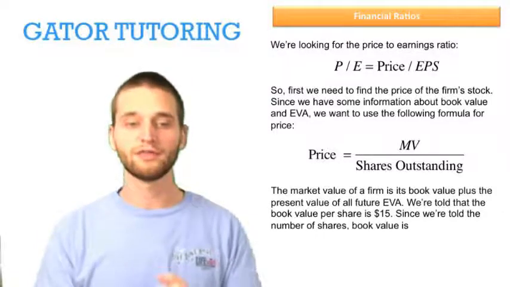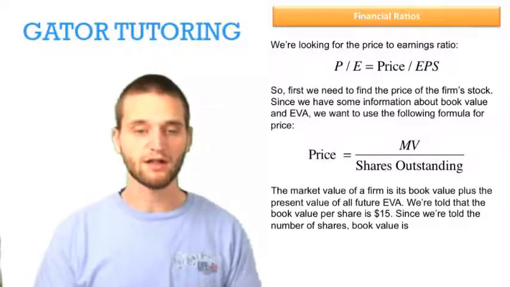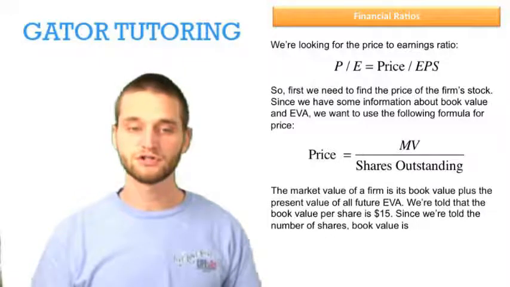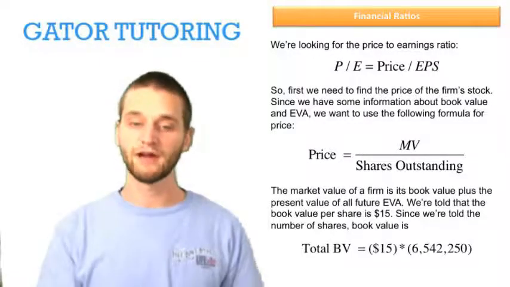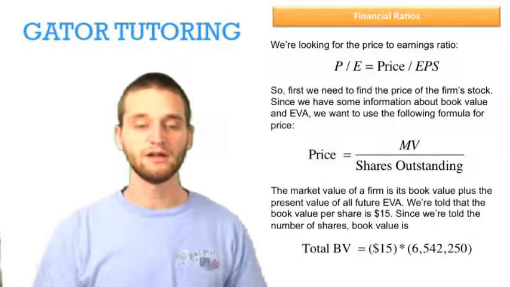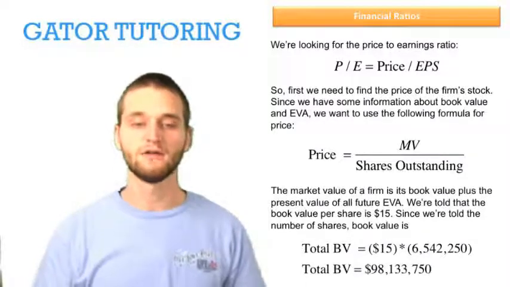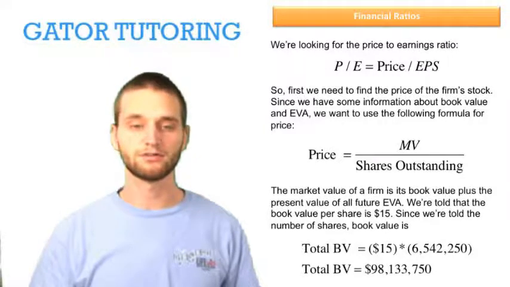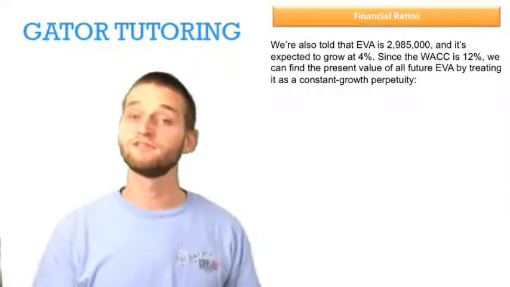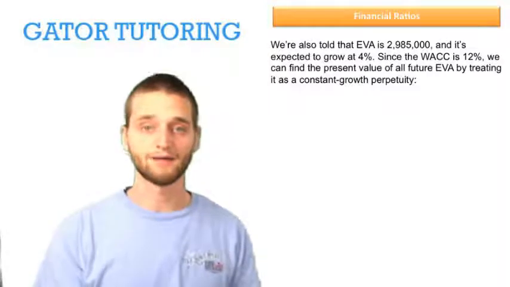So again, we're told that the book value per share is $15. Since we're told the number of shares, the total book value is a $15 book value per share times the number of shares, 6.5 million. That gives us a total book value of $98,133,750.